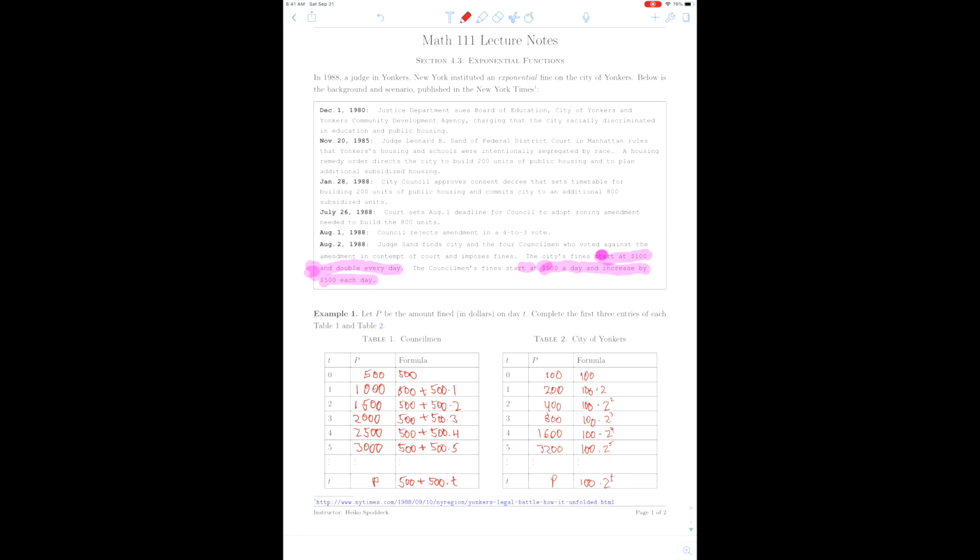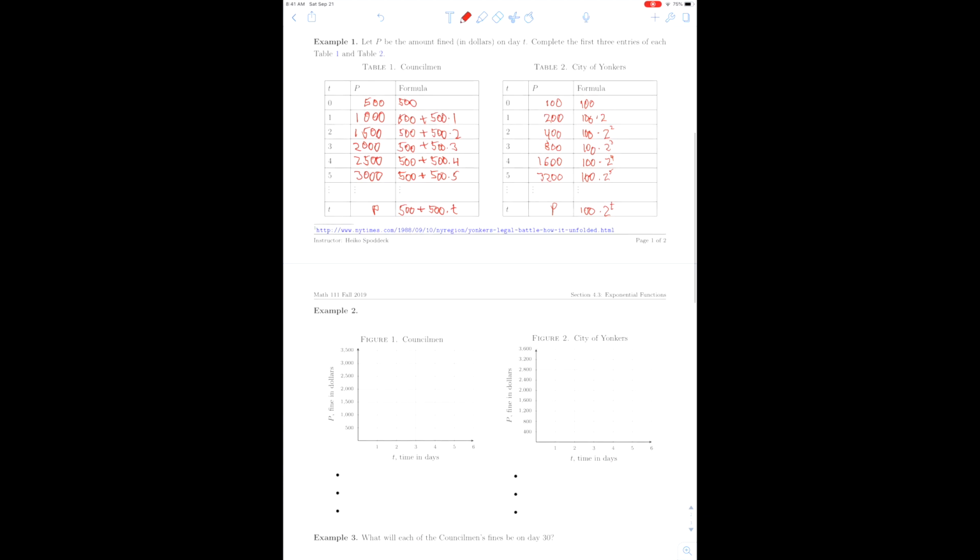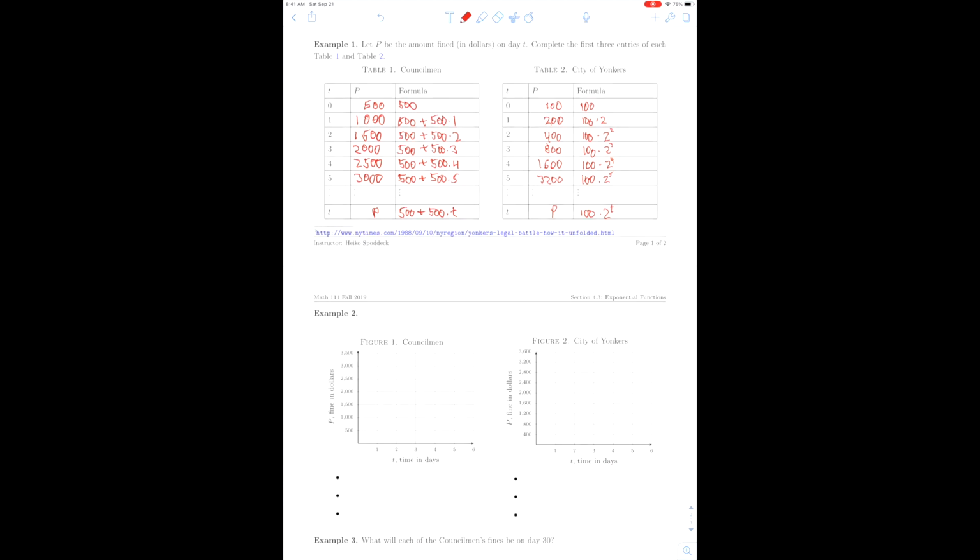So that is kind of how the fine develops. Now we're going to take a look and make a graphical representation of what that will look like on a graph. The x-axis is the time t in days, and the y-axis, the vertical axis, is the fine p in dollars. I invite you to make a graph from all the values we have just found, and then we will discuss what we are seeing.